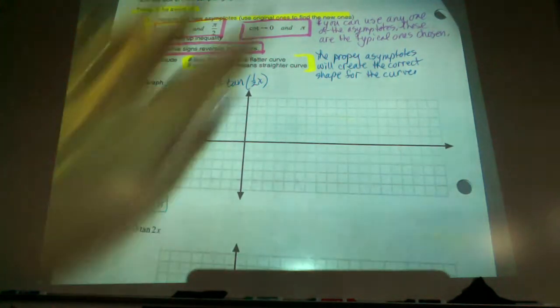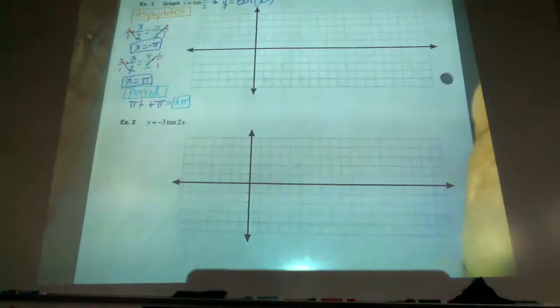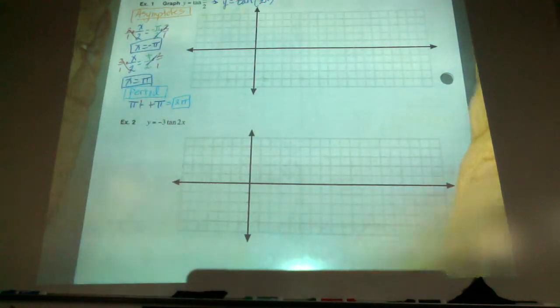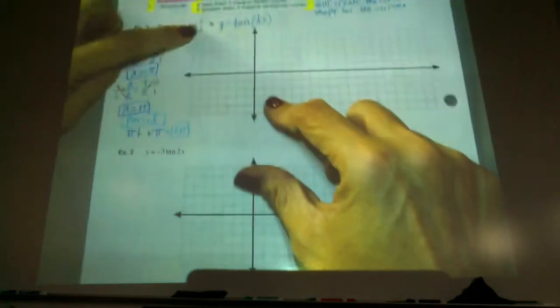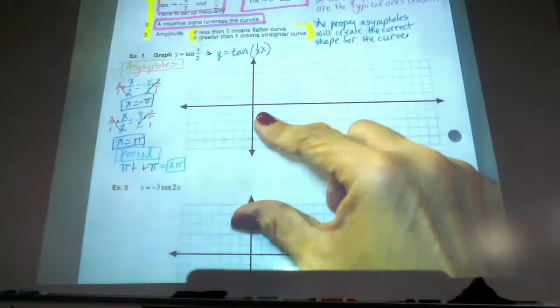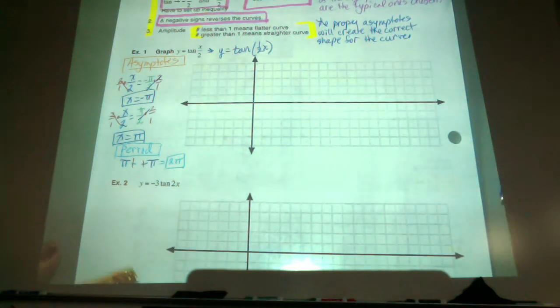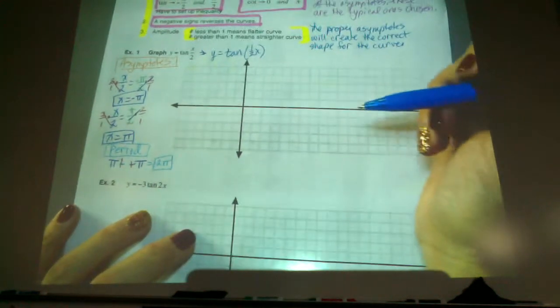So my period is now switched from pi, it's stretched to 2 pi. So I have a horizontal stretch going on here. So this is actually less than 1, it means it's going to flatten out that curve. So let's put in our asymptotes. I'm going to use the same partitioning that we did before so you can see how it changes that curve.